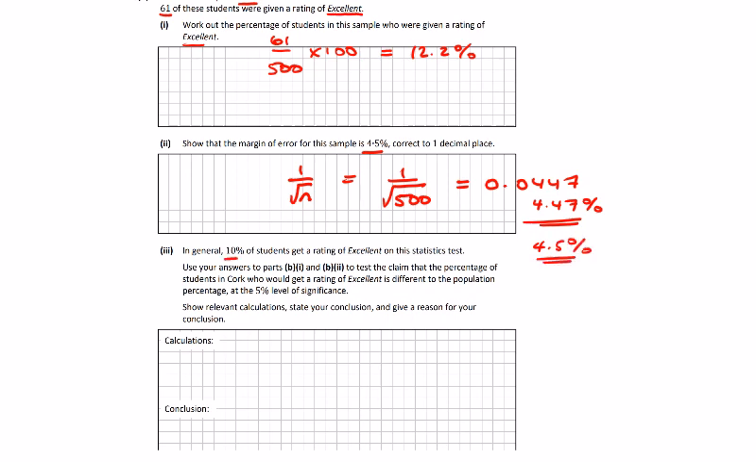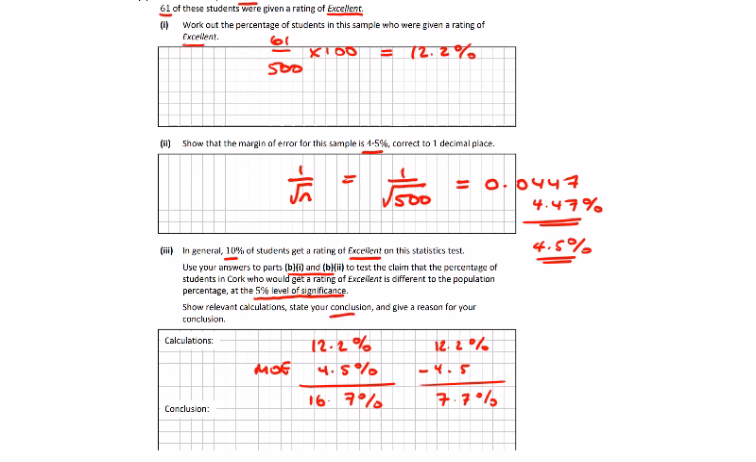In general, 10% of students get a rating of excellent on the statistics test. Use your answers to part 1 and 2 to test this claim. So we have a 95% test, or a test at 5% level of significance. So we have our 12.2% that got excellent, and we have our margin of error of 4.5%. So that means the max that could have got this grade based on our margin of error could be 16.7 at the higher end. And at the lower end, if we take away the margin of error, we're going to get 7.7%.